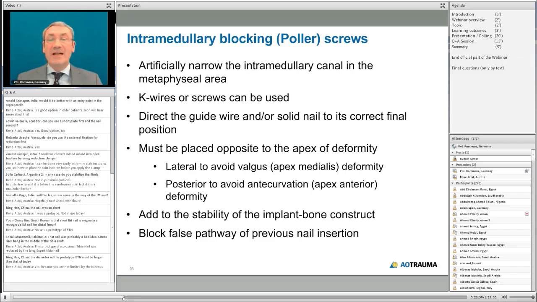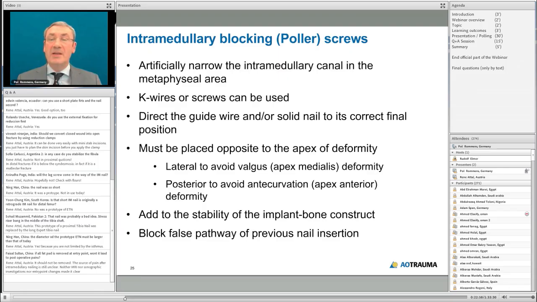What are the characteristics and the advantages of intramedullary blocking or poller screws? They artificially narrow the intramedullary canal in the metaphyseal area. So they create, let's say, an isthmus where there is no isthmus. Therefore, screws or K-wires can be used. They direct the guide wire, or if you use a solid nail, they direct the solid nail to its correct final position.